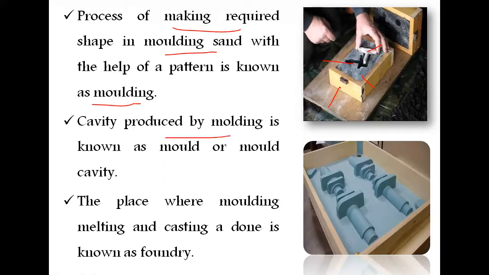The cavity produced by molding is known as the mold or mold cavity. Already I said that this is the mold cavity. With the support of the pattern, you get that shape.